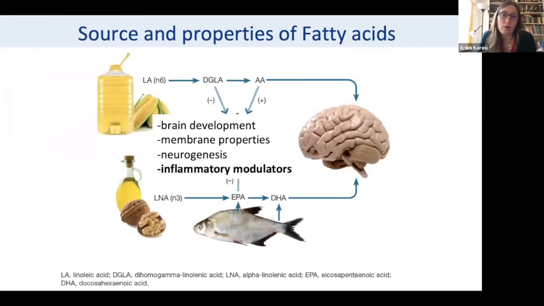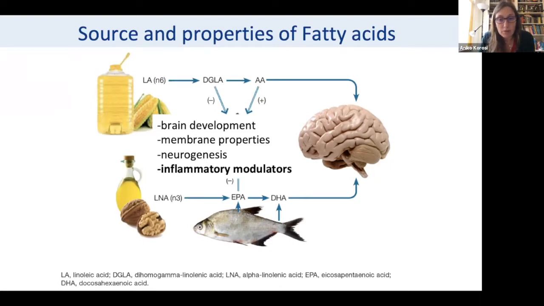So the fatty acids, I think you are all familiar with the importance of omega-3 and omega-6. We hear a lot about how we need a lot of fish and nuts and olive oil, and that it's much better than corn oil, for example. And what is important to realize is that these fatty acids have really important properties for brain development. They are key for membrane properties, for example, the membrane fluidity and how well certain receptors get expressed, and for the process of neurogenesis, both during development, but also in adulthood.